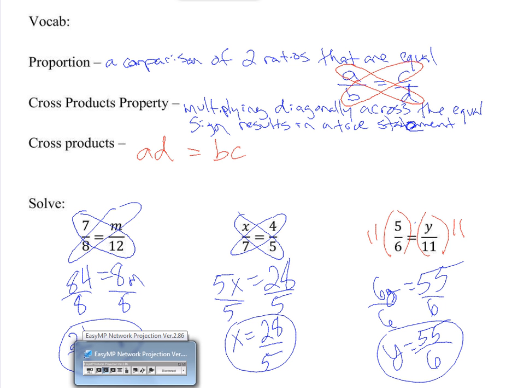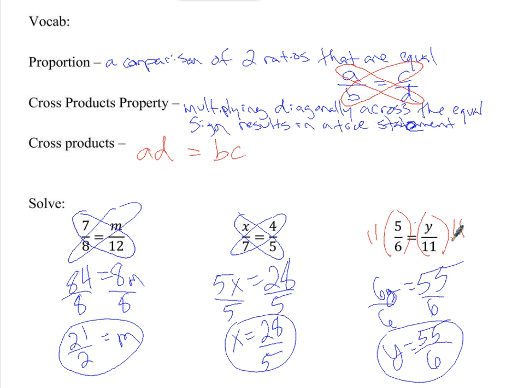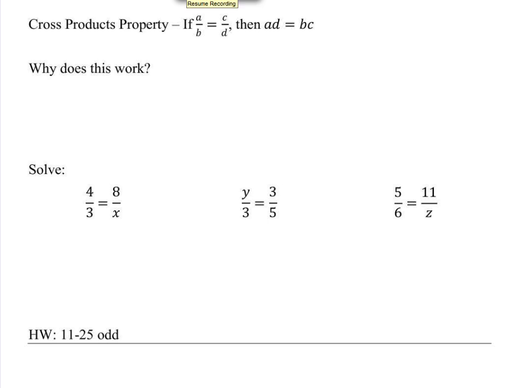That is the reason actually why cross products property works. It's because you are doing this math anyway. I'm about to show you that. All right, so there is the cross products property. It says if A over B equals C over D, then AD equals BC. This is what we just did. A times D equals B times C, okay? That is a property, which means you can use it. But why does it work?